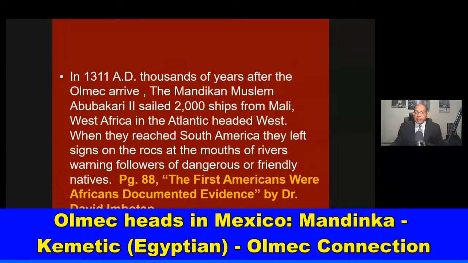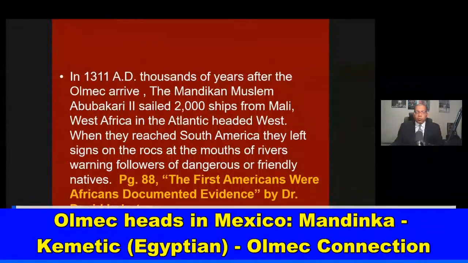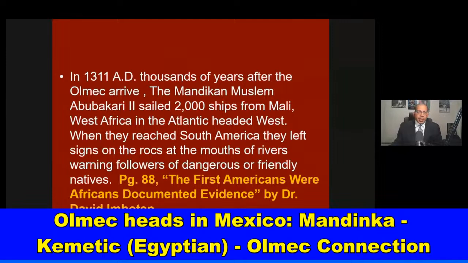Now, in 1311 AD, thousands of years after the Olmec arrived, the Mandinka Muslim Abu Bakr II sailed 2,000 ships from Mali, West Africa, into the Atlantic, headed west. When they reached South America, they left signs on the rocks at the mouths of rivers, warning followers of dangerous or friendly natives. Dr. David Imhotep talks about this on page 88 of The First Americans Were Africans, Documented Evidence.